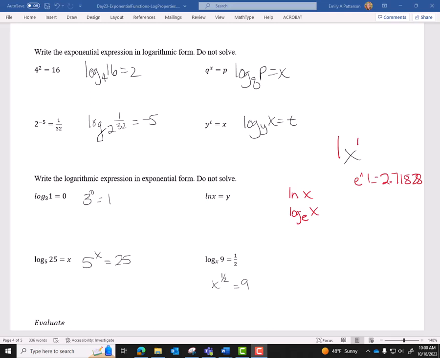That's used in the natural log. And it's something basically like pi. It's just a constant number that we accept. Anytime you see the letter e, it is representing this 2.71828 and so on and so forth. So what this is actually saying is log base e of x is equal to y. And again, to write that in exponential form, you do your base, your exponent is your answer, and then the other part is your answer.